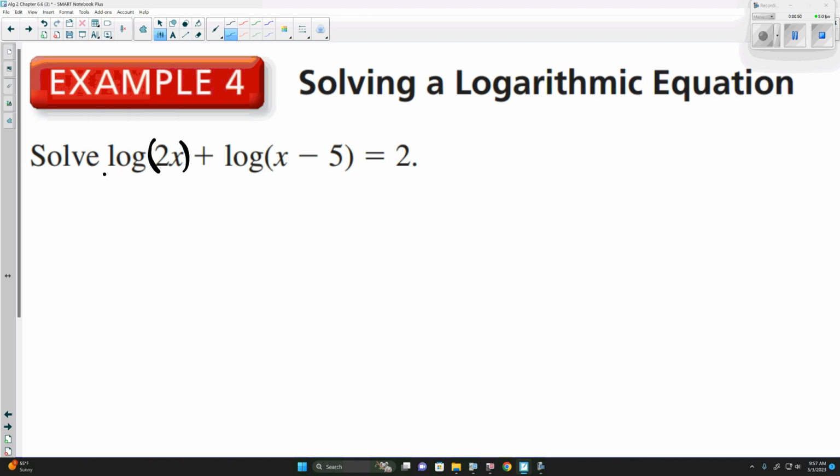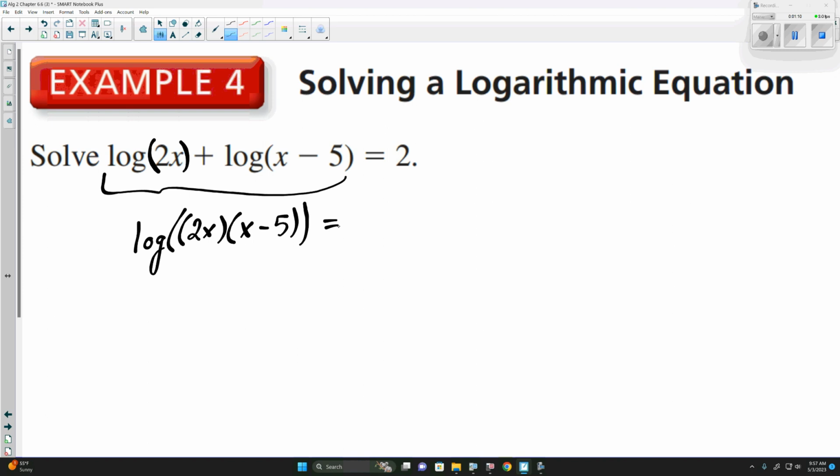Now, this is going to be coming back to our properties of logs. If we have two logarithms that are being added together, we can rewrite it as a single logarithm with what's inside being multiplied. So we would say log of 2x times x minus 5 is equal to 2. Because if we have two logs with the same bases being added together, we can rewrite it as a single logarithm with what's inside each log being multiplied together. And whenever we have two logs or multiple logs being added or subtracted in a number, we need to simplify it down to one logarithm.